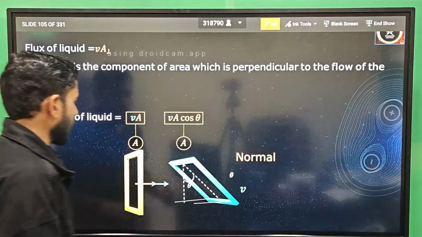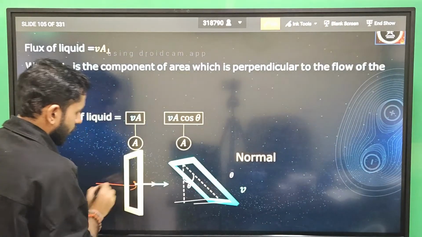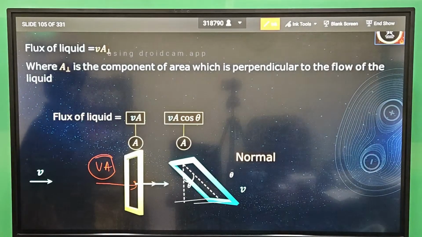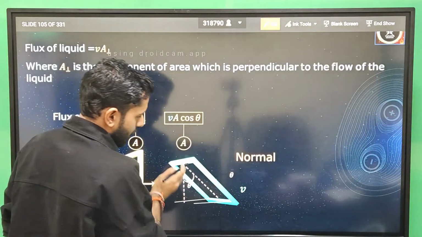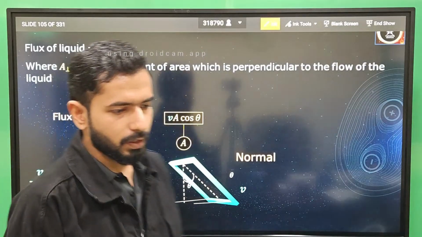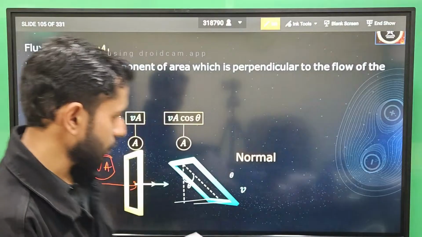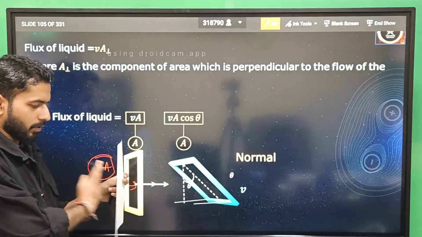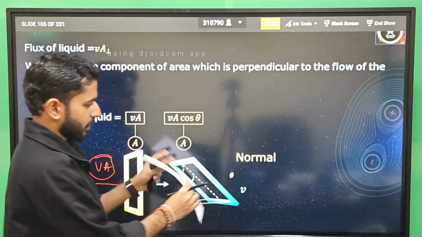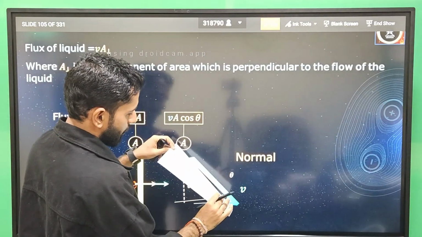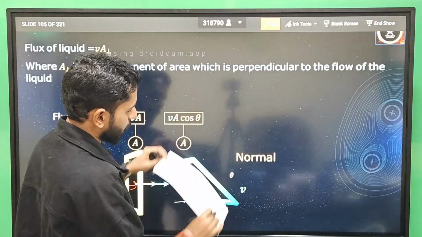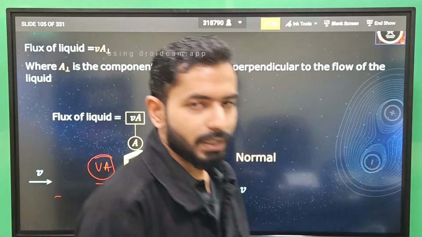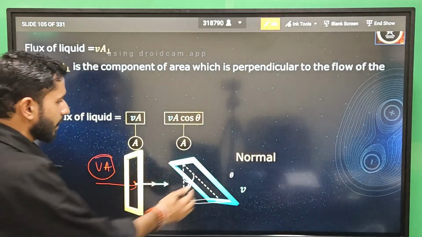Correct. Now here what we'll write. This will be the velocity into area, that will be the flux passing through it. But what about here? Let's suppose now I have changed this area. If I tell you in 3D how I can show it. This was the initial area and some liquid is passing through it. But now I have changed it like this and I have some angle on it. Now how will I write the flux? Again I will write what the net area is. I will define a net area firstly.